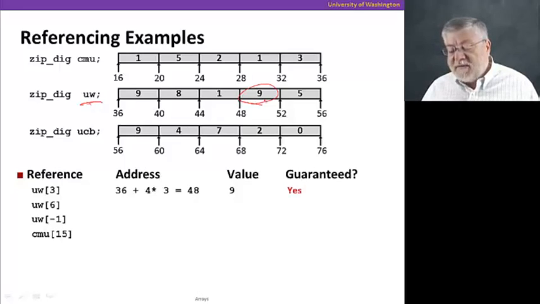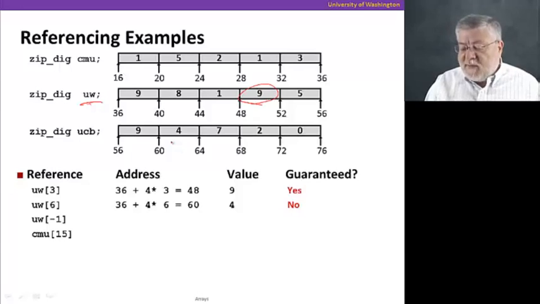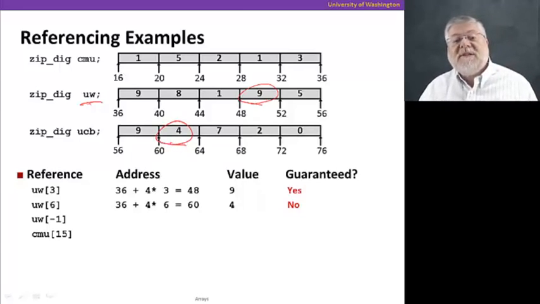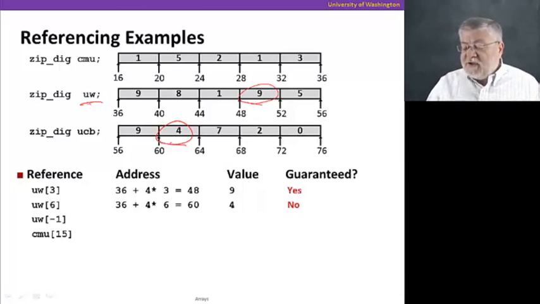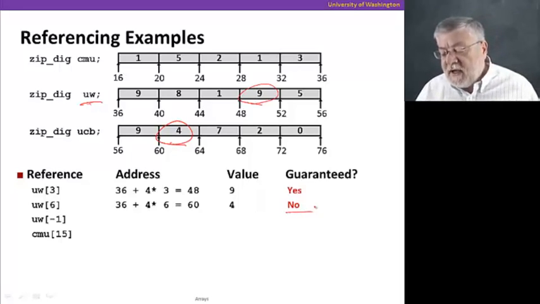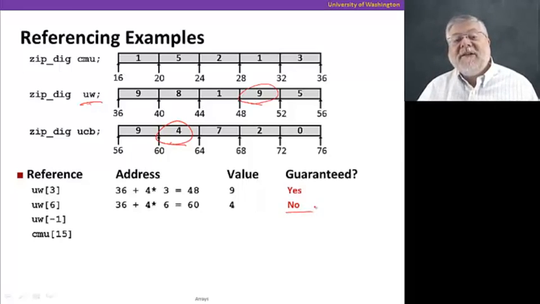Let's try UW[6]. Now, of course, that is off the end of our array. We don't have a 7-element array. We have a 5-element array. But the address computation proceeds as before. This time we get an address of 60, which happens to have the value 4 in it, but you'll notice that it's really part of the UCB array. And of course, there is no guarantee that that array is in the location that I've shown it to be in. It could have been allocated anywhere in memory. So that's absolutely not a guaranteed result.